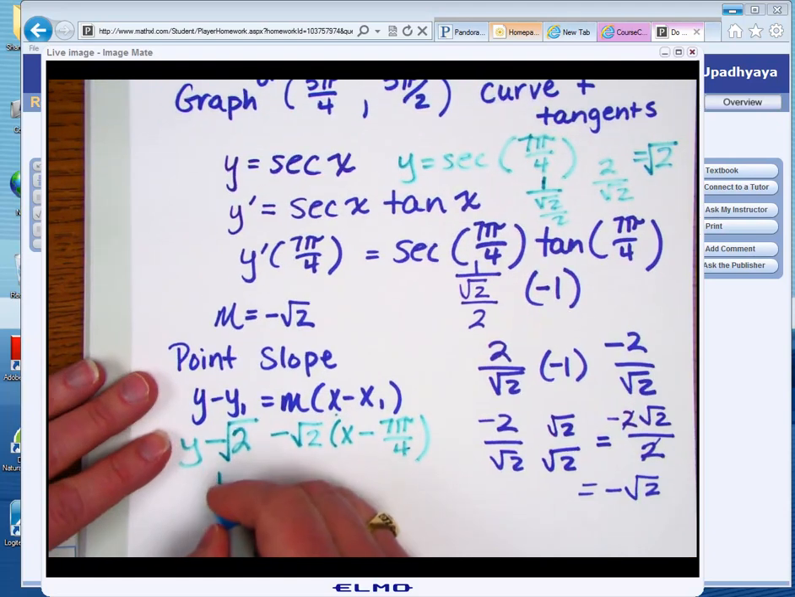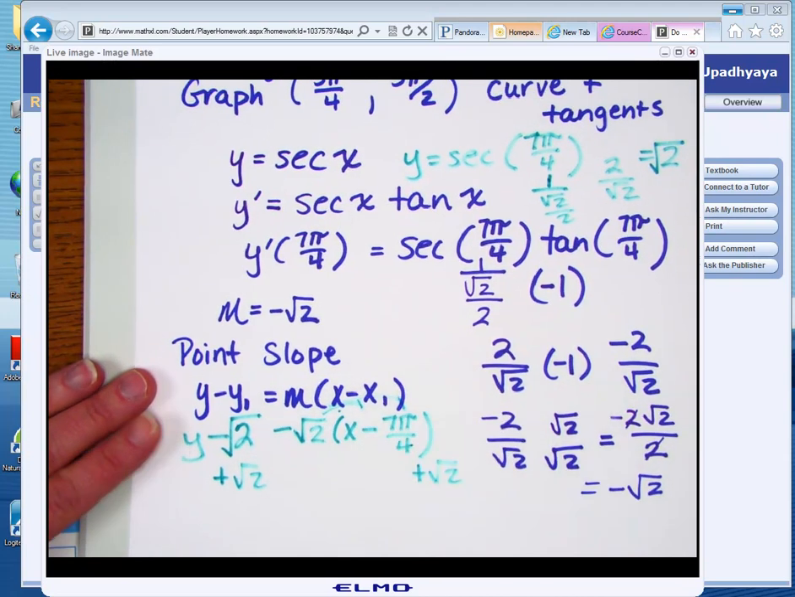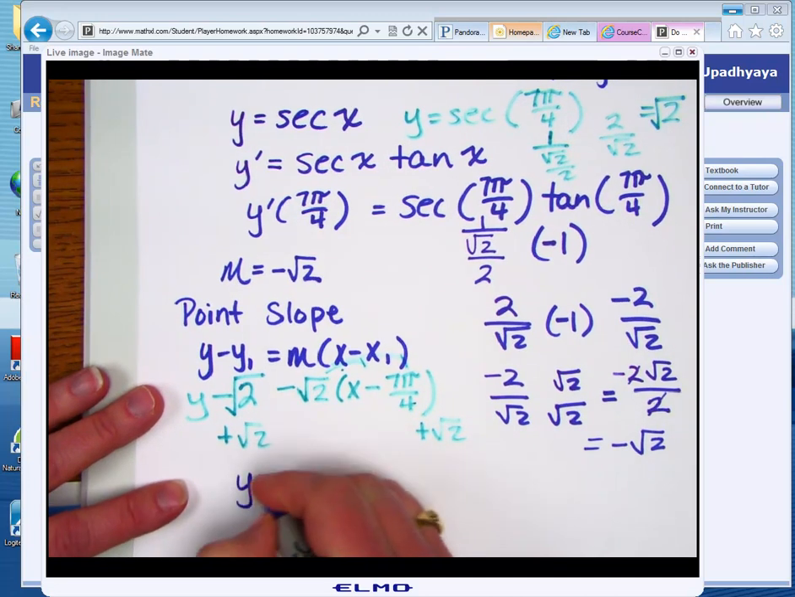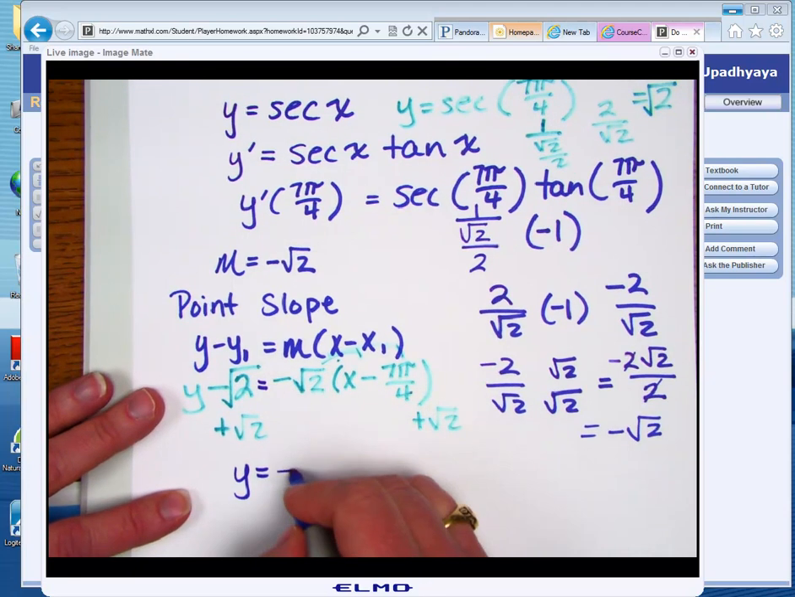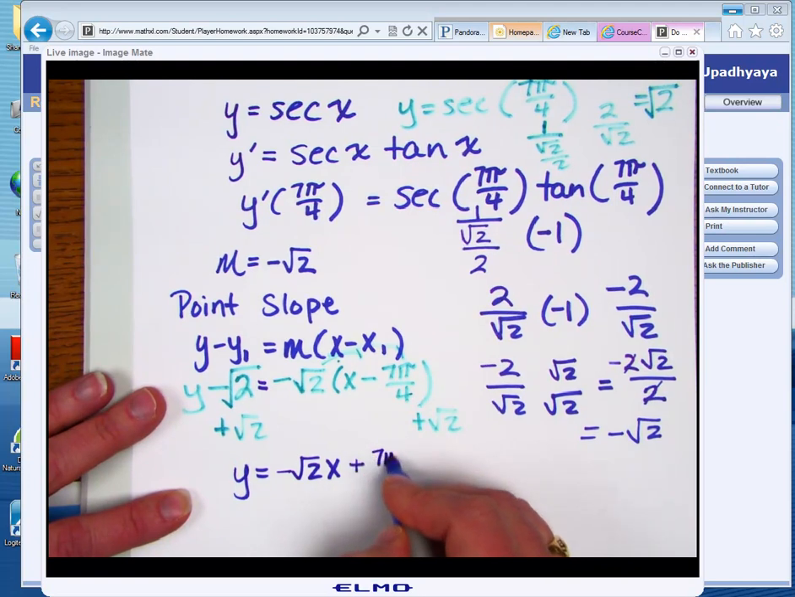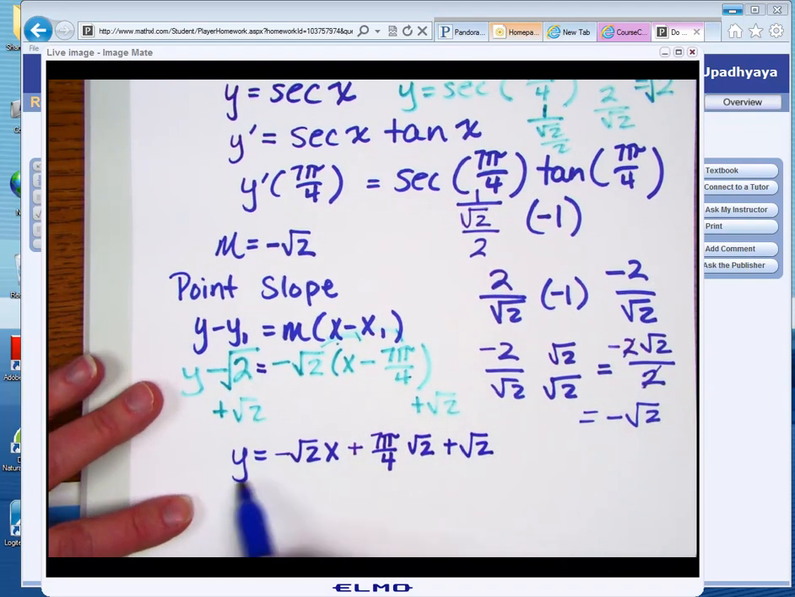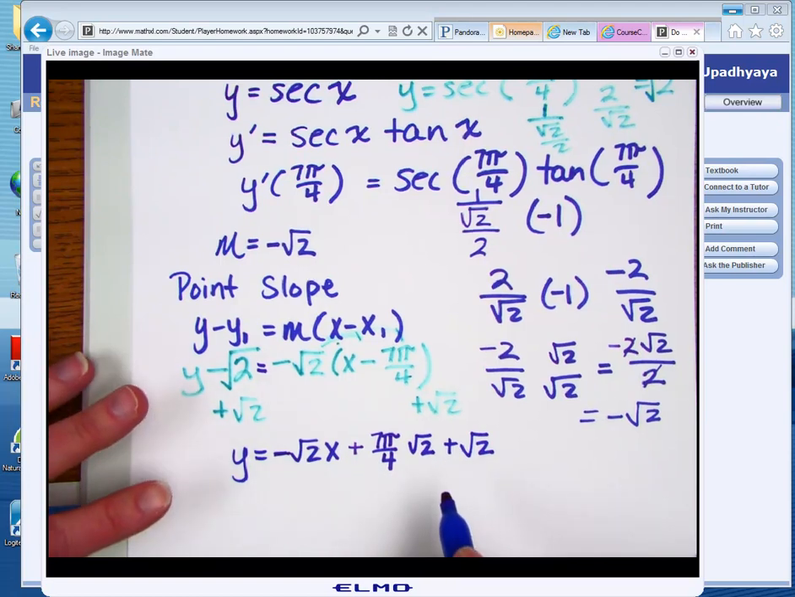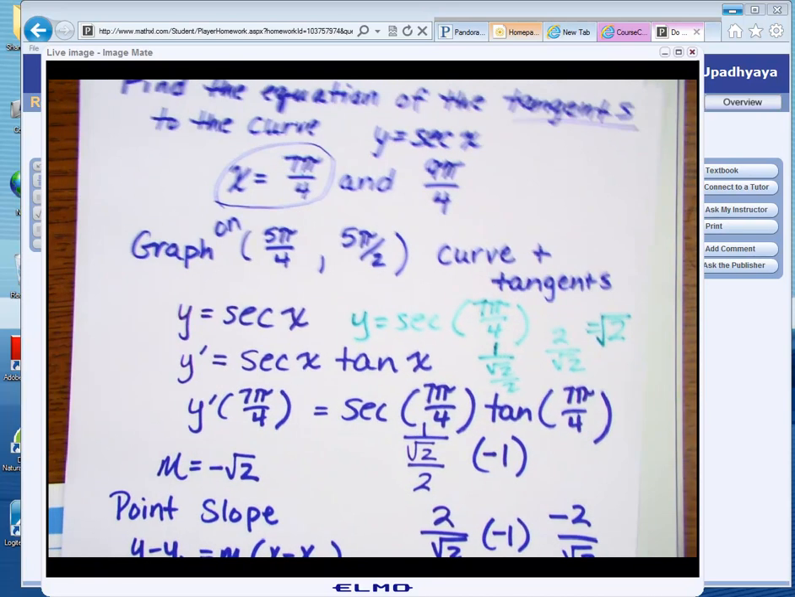So I'm going to add square root 2 to each side, and I'm going to expand this out. My final equation ends up being y equal to, I'm making all kinds of mistakes, equal sign there, minus square root 2 x, then I'm going to multiply a negative square root, so this becomes positive 7 pi over 4 times square root 2. That's just a number, but I'm going to leave it like that, and then I'm going to add the square root 2. I'm just going to leave it like this, even though I could combine those numerically and make a decimal or whatever. So that is the equation of my first line. Now let's look at the equation of the second line.